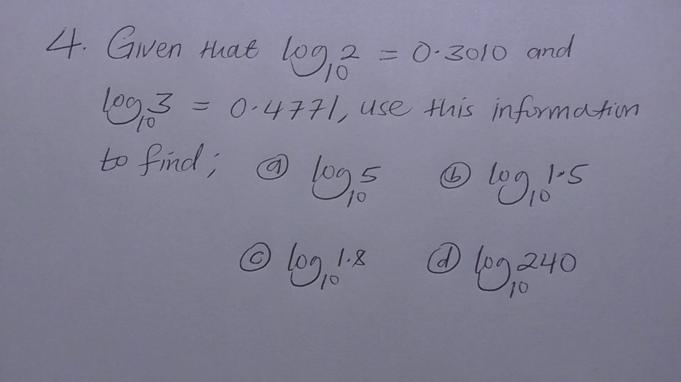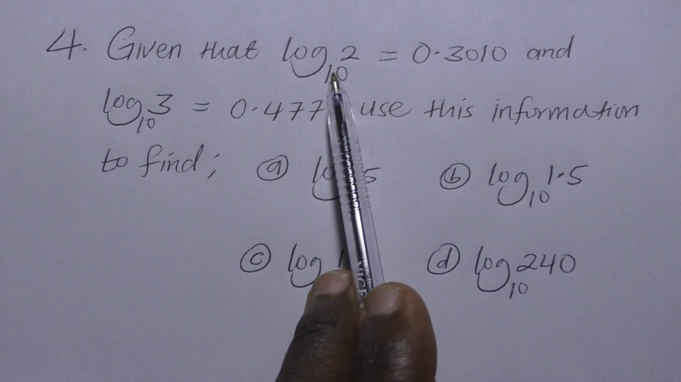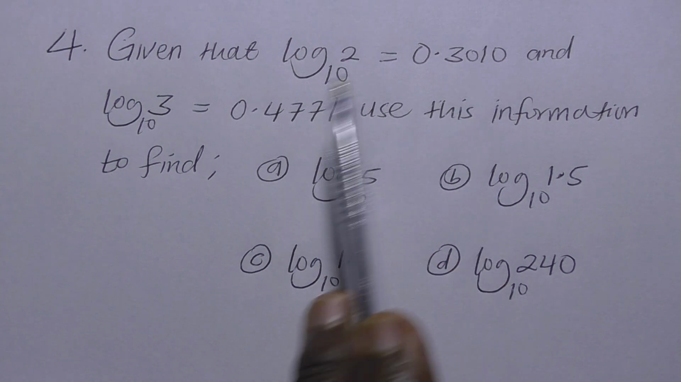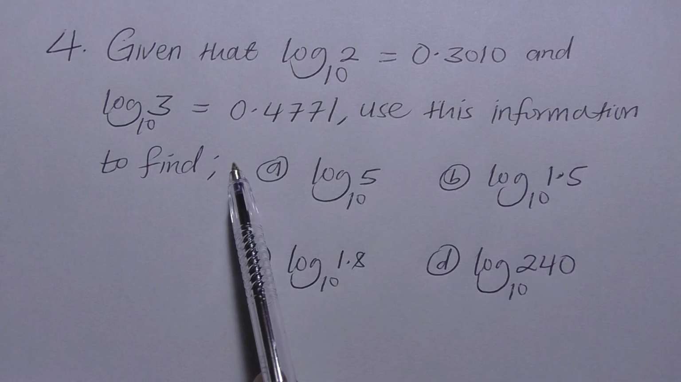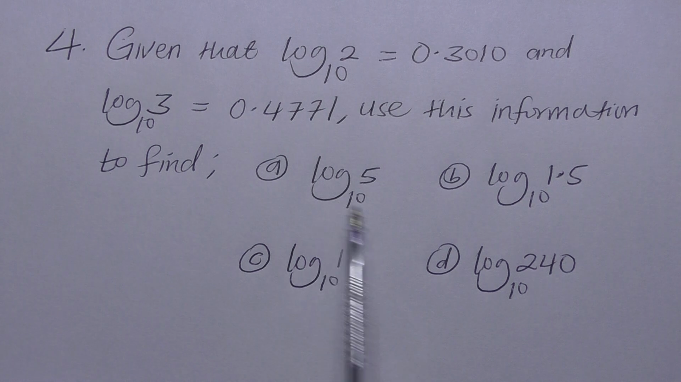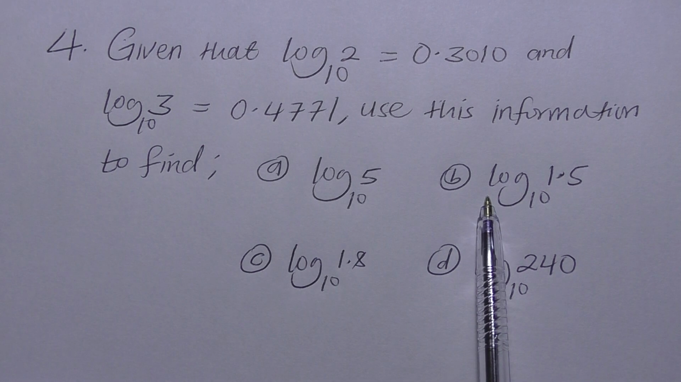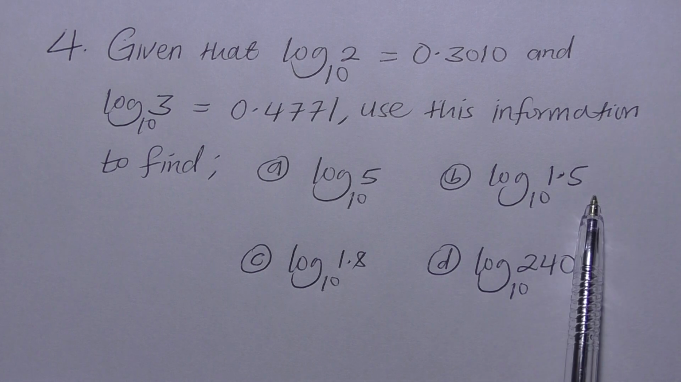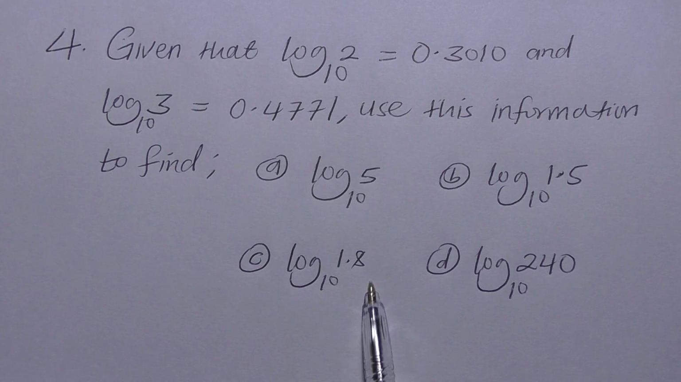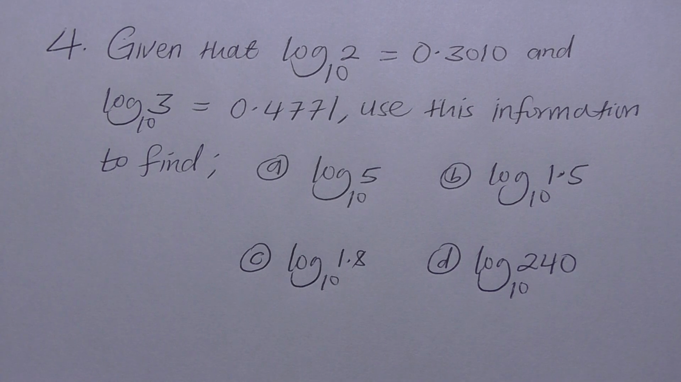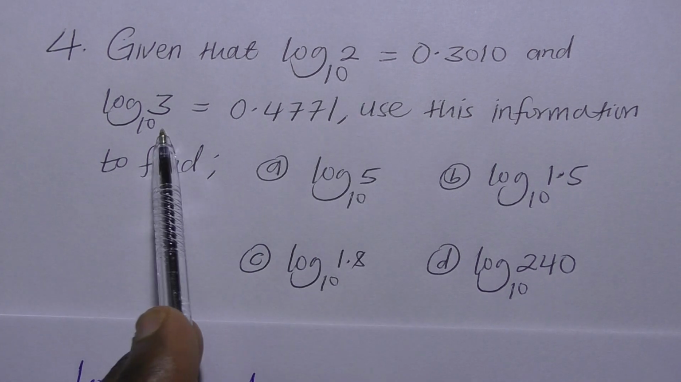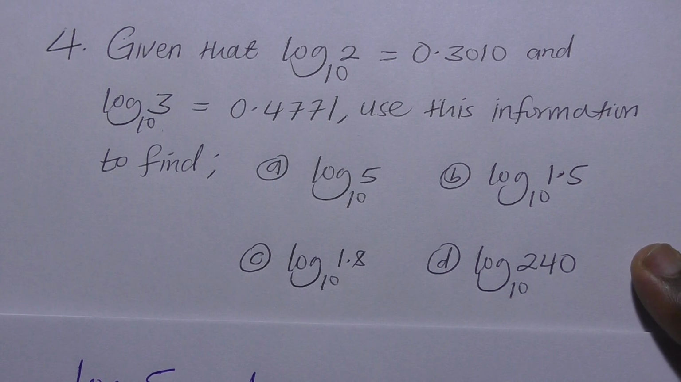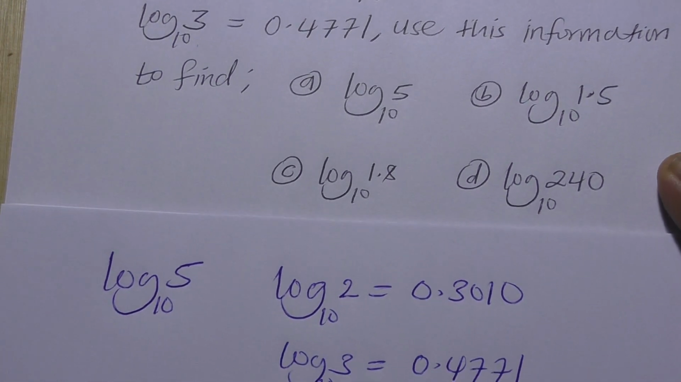Number 4 says, given that log 2 equals to this and log 3 equals to that, we are supposed to use this information to find the log 5, the log 1.5, 1.8, and 240. This is what we must do. We are given log of 2 and 3. However, they are raised to base 10.